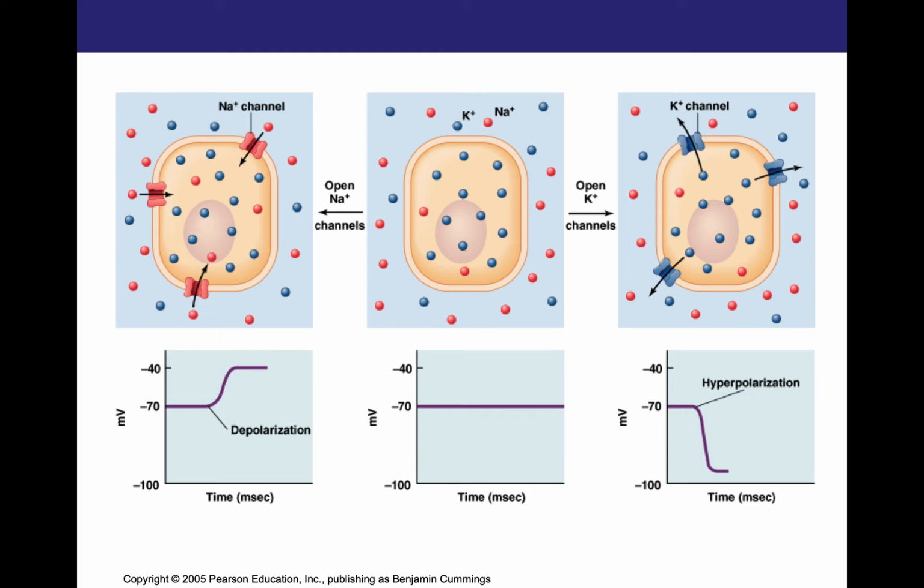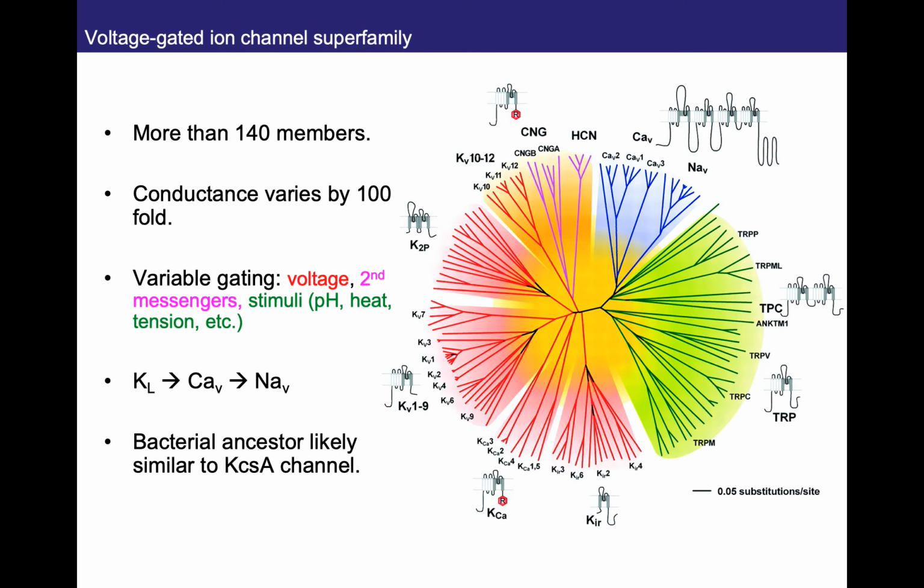This is a crazy slide, but this is giving you the voltage-gated ion channel family. There's more than 140 members. Their conductance varies by 100-fold. I'm going to start right here, the K2P channels. These are the leak potassium channels that set the resting membrane potential. So I'm putting a face to a name. That is just a leak channel. It's always open, setting the resting membrane potential.